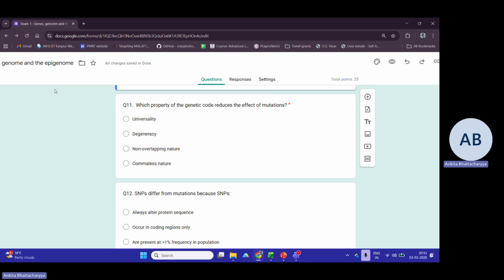Then, in question 11, we have been asked which property of the genetic code reduces the effect of mutations. So, if you remember, we had discussed the different attributes of the genetic code: universality, the degeneracy of the genetic code, non-overlapping nature, commaless, etc. All of these attributes have been discussed. Now, to figure out which of them actually can reduce the effect of mutations, it is actually the degeneracy of the genetic code.